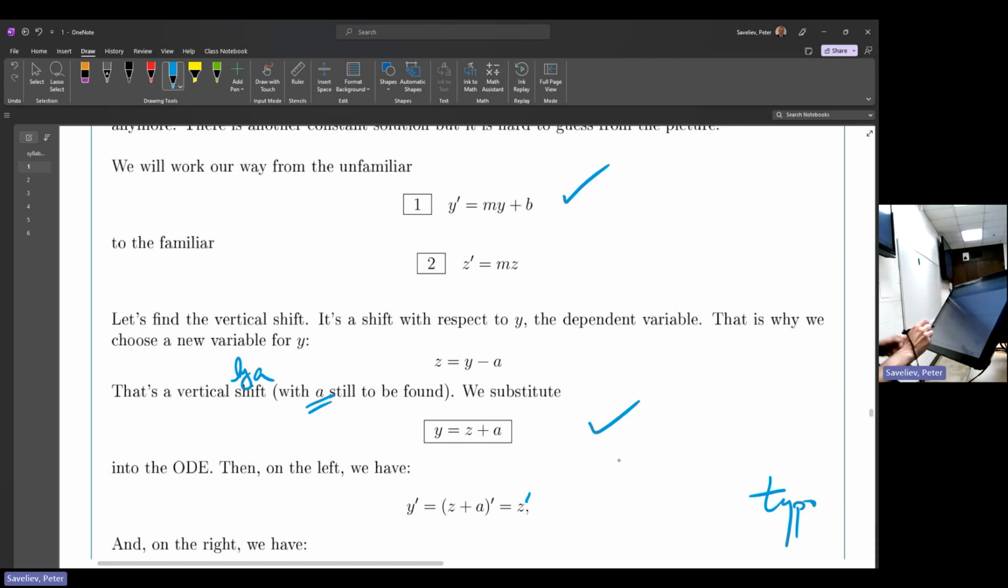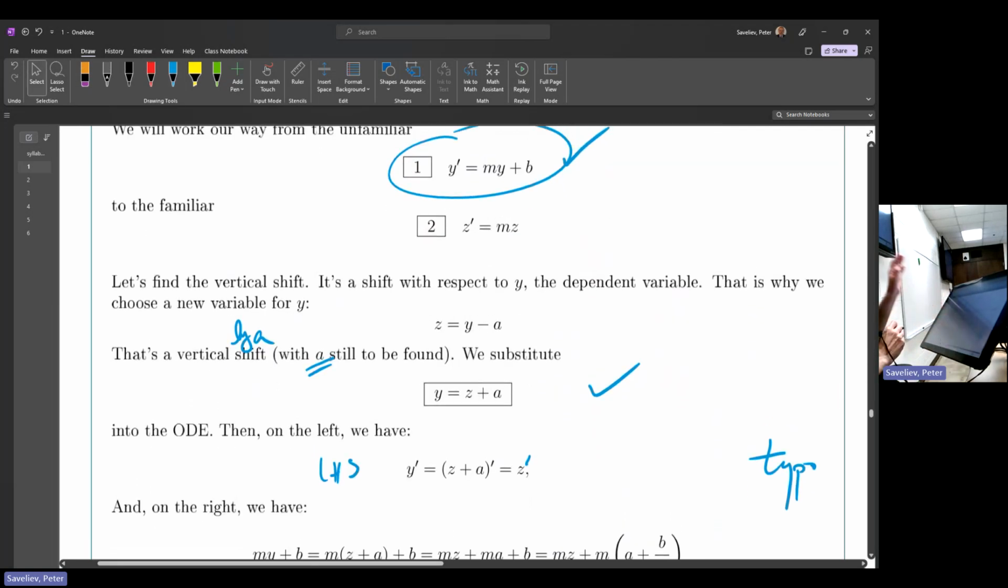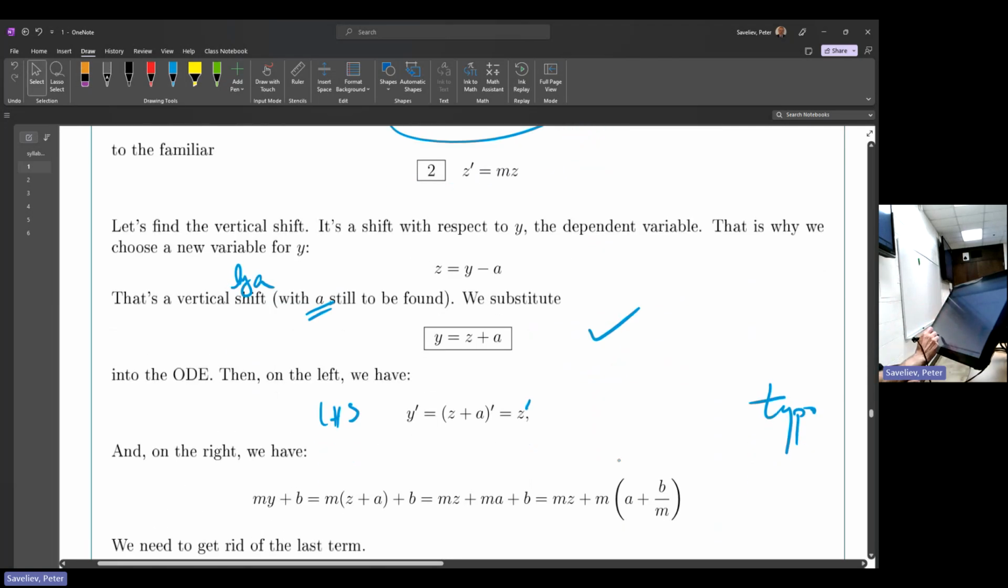Okay, that's the left-hand side of my differential equation. And then the right-hand side is my plus b. And so my plus b is transformed: y is equal to z plus a, and then plus b, and then I simplify. So the substitution is finished here, right? And now we're trying to simplify it to see if it actually works out. And so m(z plus a), it turns out it does have the same form: mz plus some coefficient that is in the way, right?